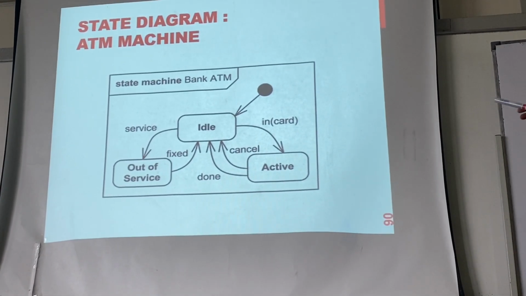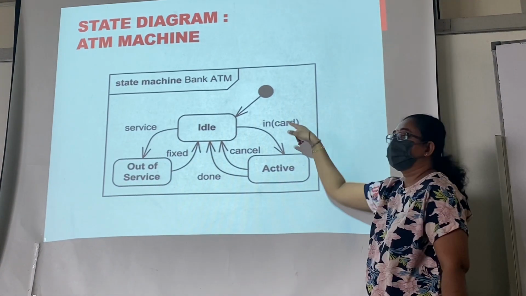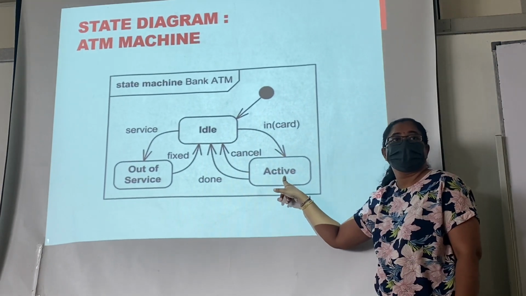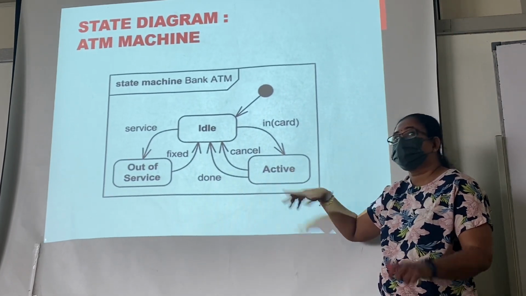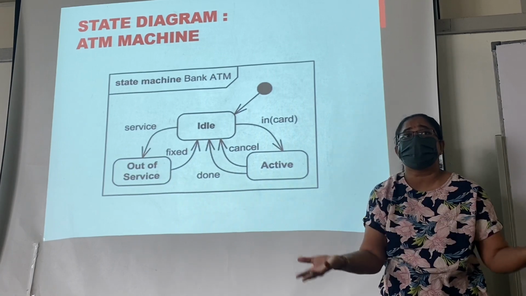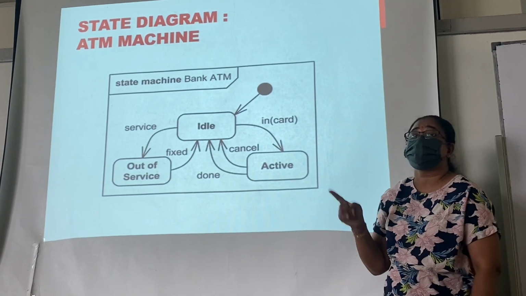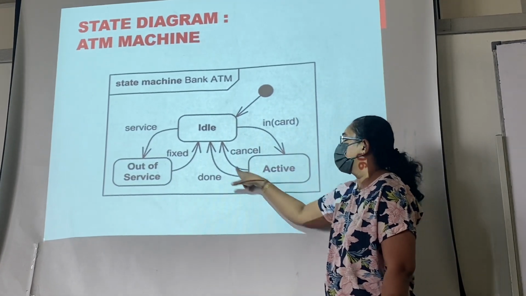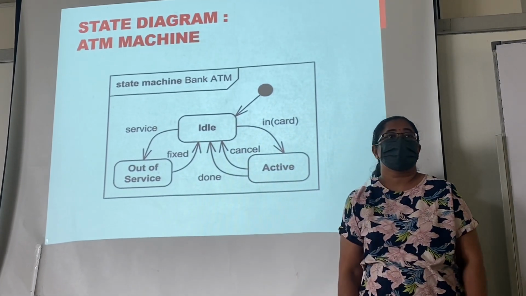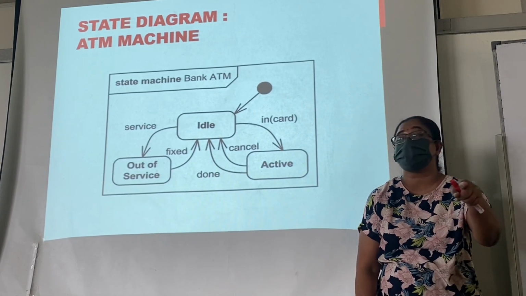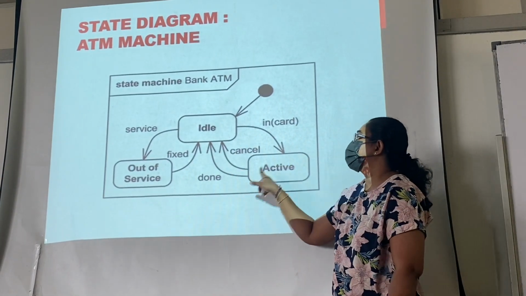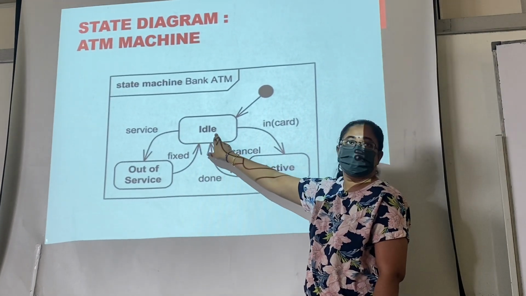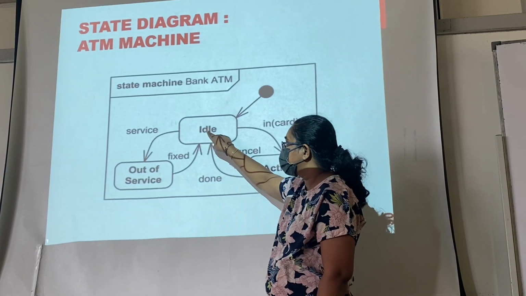Okay, now what happened when you insert the card? The system knows that someone is going to use it. Then while you are using it, there is no need to show anything, because nothing happens to the system's state. So after you cancel, what happens? Back to idle. You cancel the transaction or you complete the transaction, back to idle. So cancel or complete. Done is complete. Back to idle.